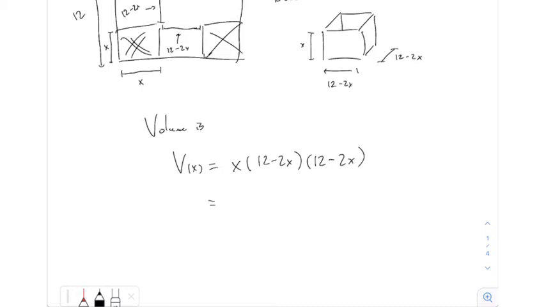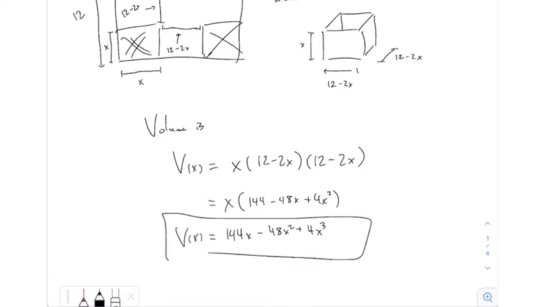So I'll leave the x here, and then multiplying these, 12 times 12 is 144, and then doing the FOIL, minus 2 times 12 is negative 24, and then another negative 24 is minus 48x, and then on the end, plus 4x squared. And then I distribute the x. So it's 144x minus 48x squared plus 4x cubed. I did that because in a later step I'm going to have to take the derivative, so you might as well simplify it as much as you can to make the derivative steps easier.